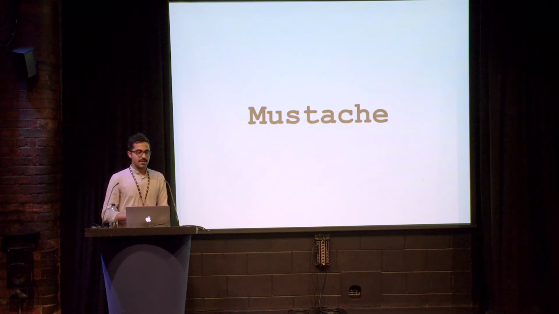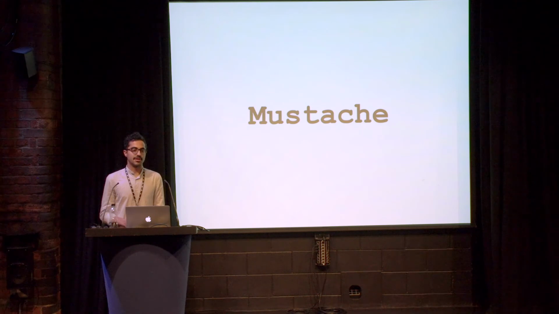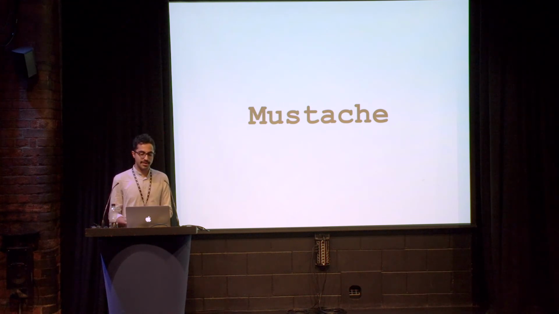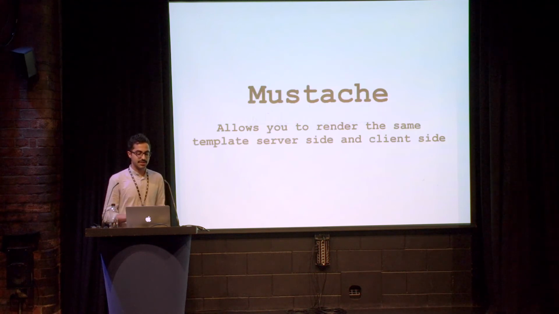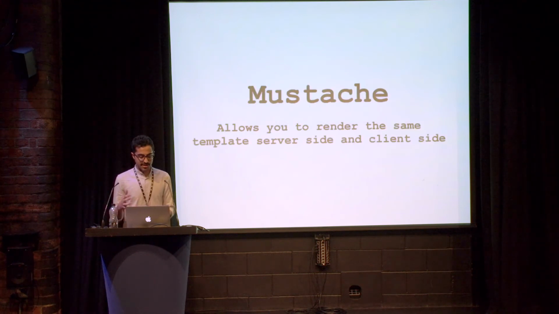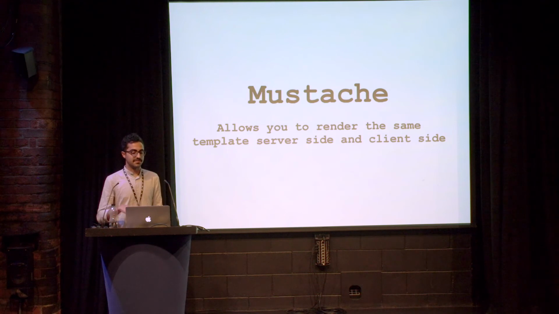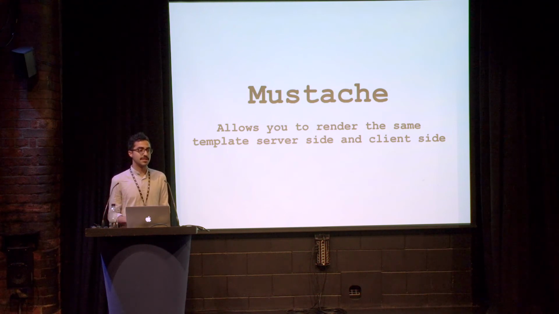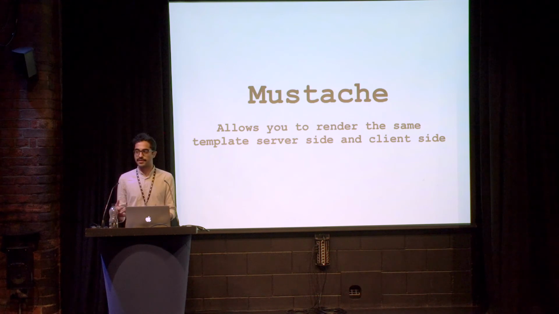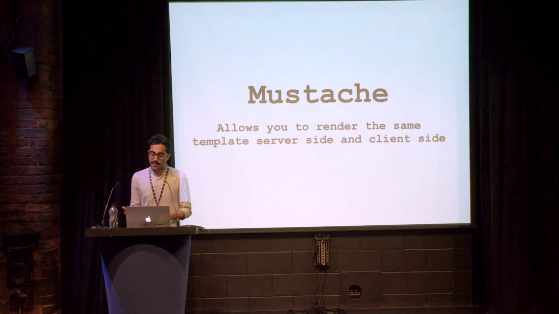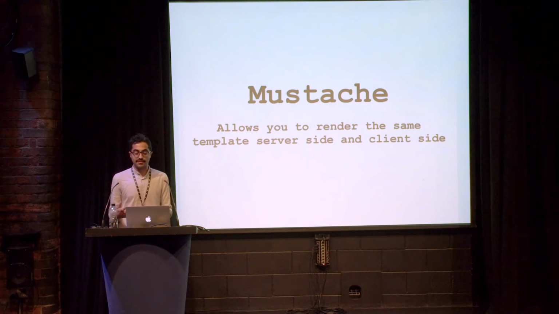And the last one is once you start leveraging browsers for rendering, then you'll need a tool like Mustache. So Mustache just allows you to render the same templates in a lot of different environments, and in the context of Magento, it allows you to render the same exact template server-side and client-side, which means you're only maintaining a single template, and you're leveraging the right environment when you need it.